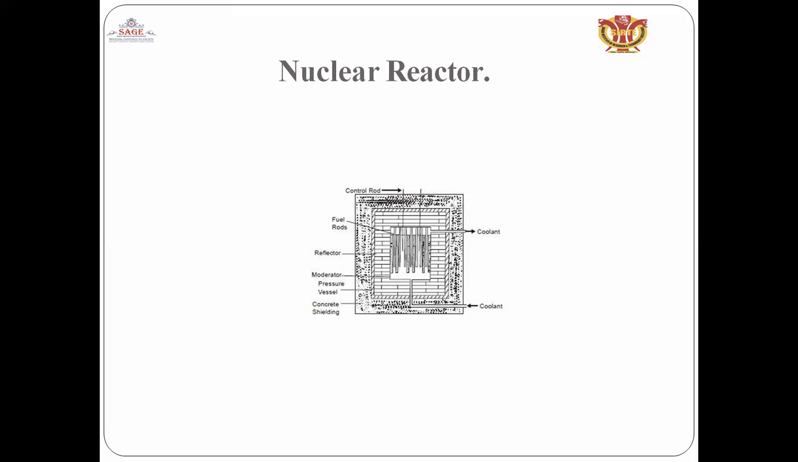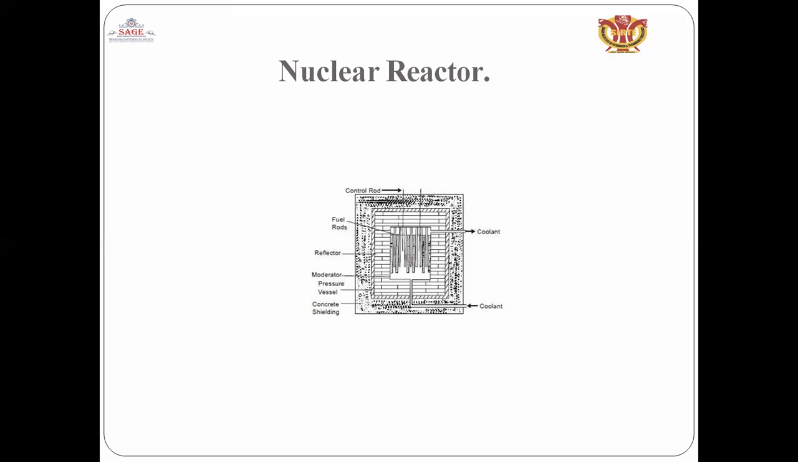Control rods are used for controlling the chain reactions. Fuel rods are used in the chain reaction process. Coolant is for cooling the combustion process. The reflector is used to reflect the atoms back into the nuclear core, and the moderator controls and moderates the chain reaction process.